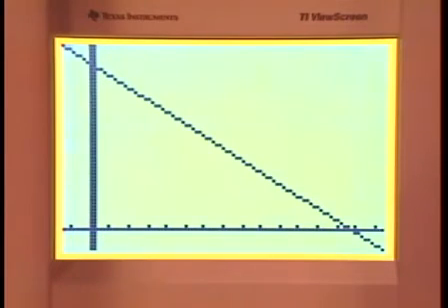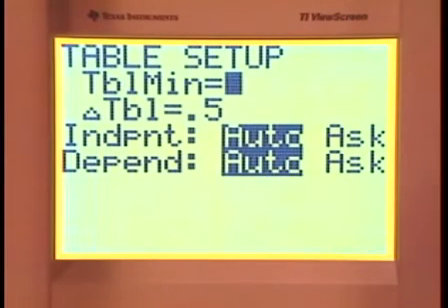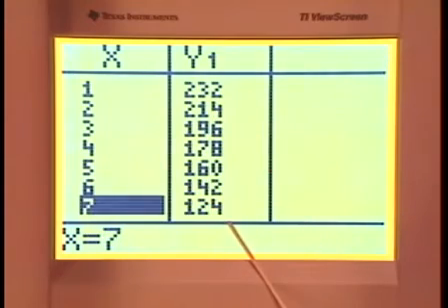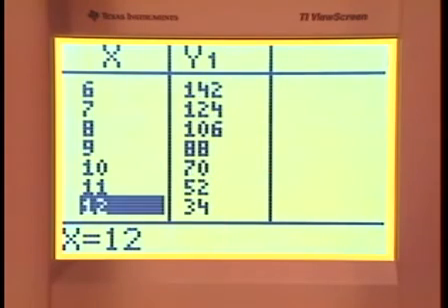Let's visit our table. Set the table to 0 before you make any payment, and 1 would be your increments of 1 payment at a time. We look at our table, and there we have them. These are our payment numbers, and these are the corresponding balances.